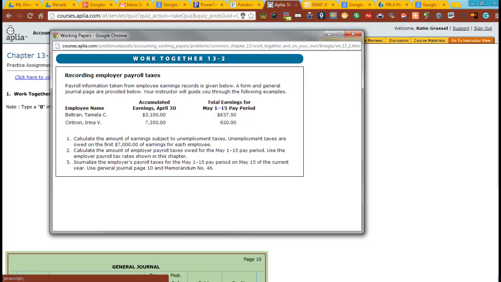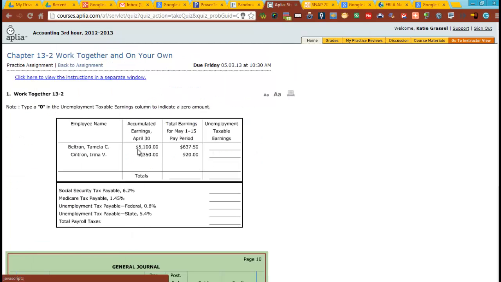So, notice there's a tax base. Very similar to Social Security for unemployment. That tax base is $7,000. Have either one of these employees earned more than $7,000? Yes. Irma has, correct? So do we have to pay unemployment tax on Irma's earnings? No. Do we on Tamala? Yes. Okay. Have either one of them exceeded the tax base for Social Security? No. $87,000? No. Okay. So what we need to do is they have this nice little table up here.